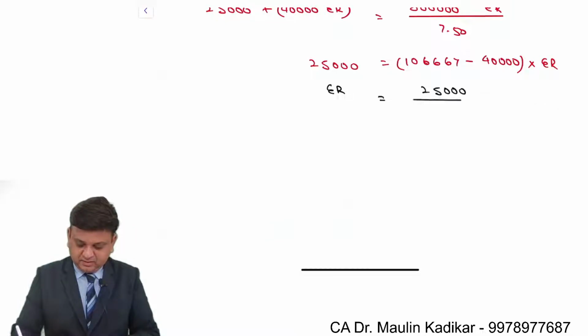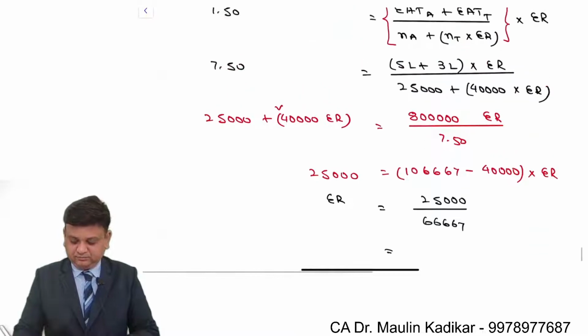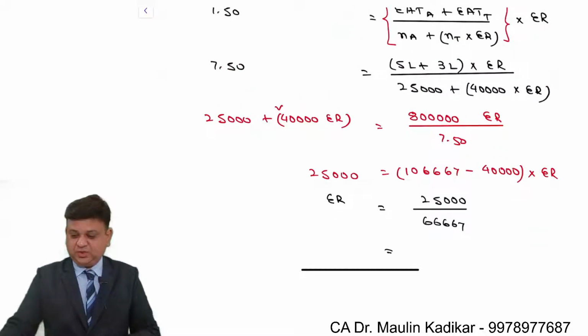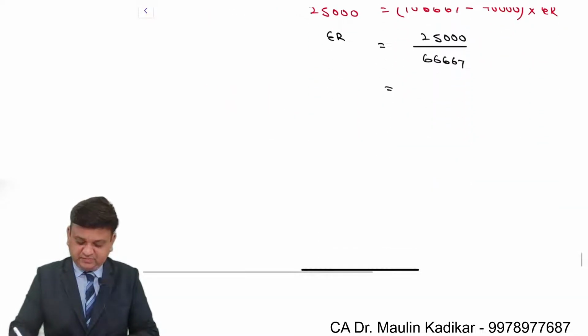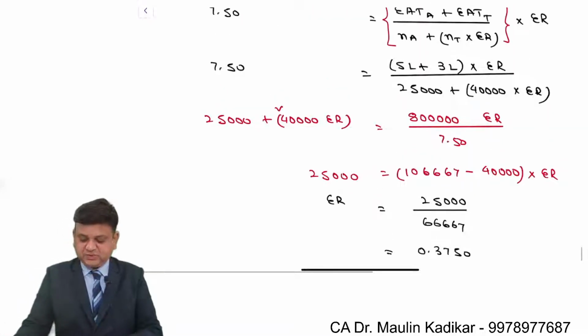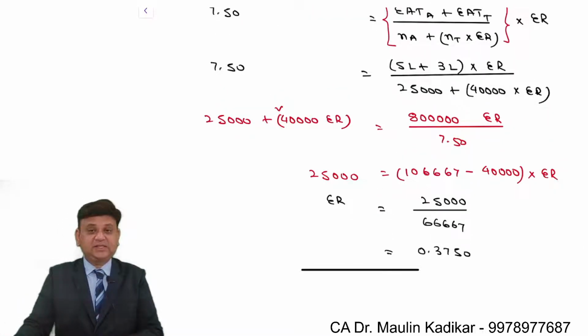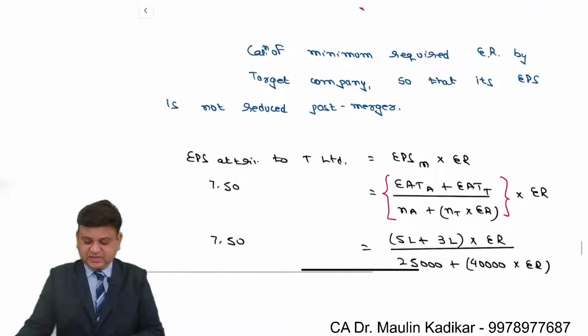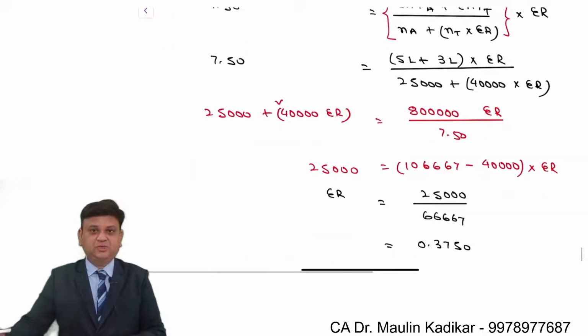divided by 66,667. That is the way the exchange ratio can be found. And the answer comes to 0.375. This is what we understand is the exchange ratio minimum required by the target company so that EPS attributable to it is not reduced post merger.